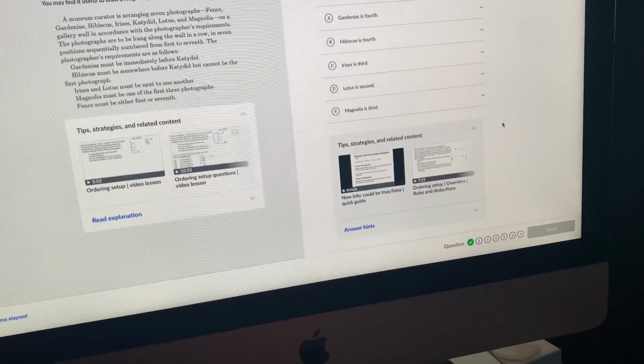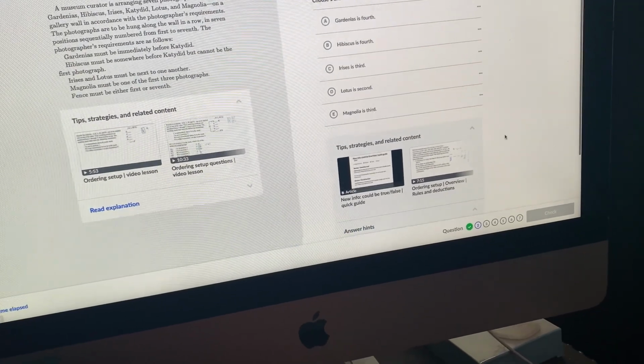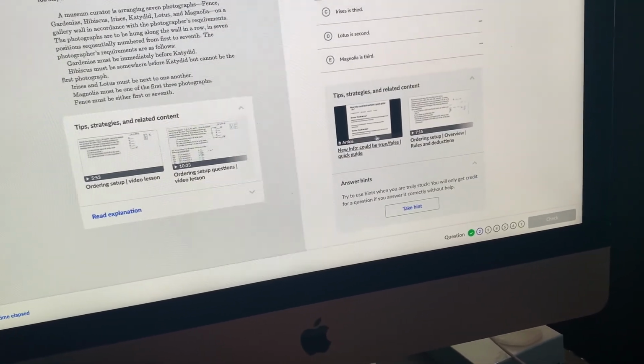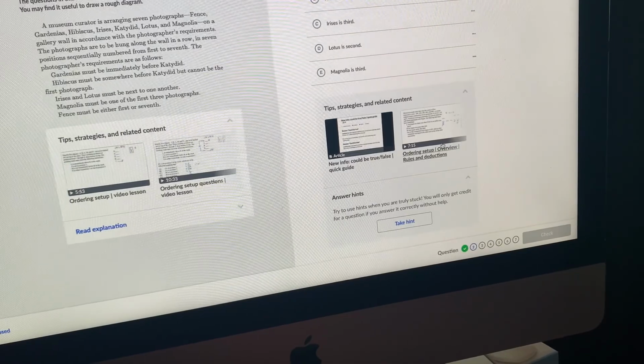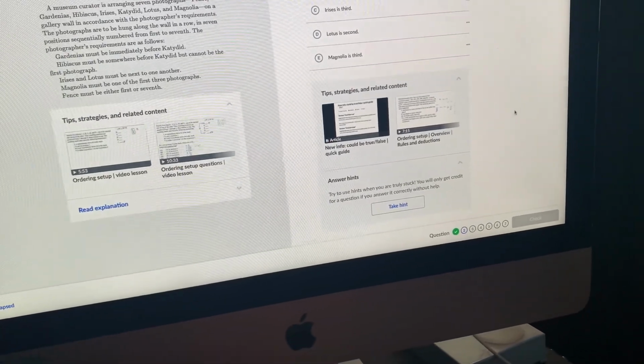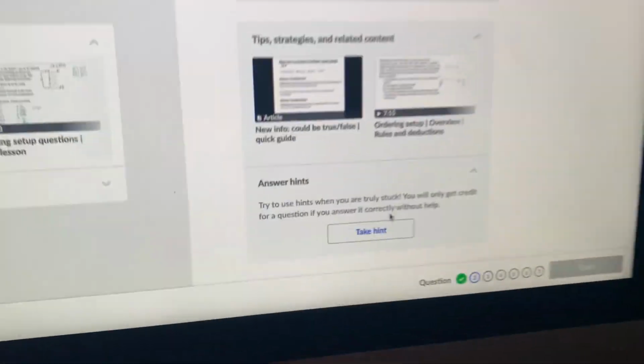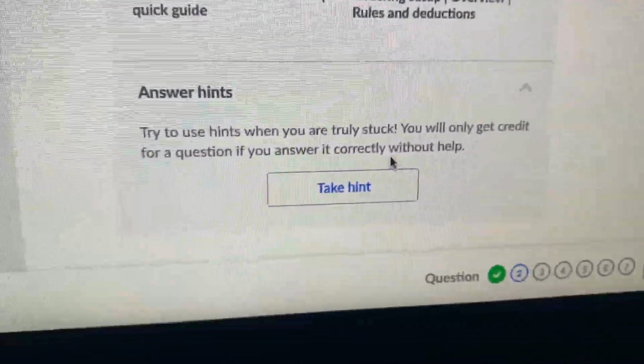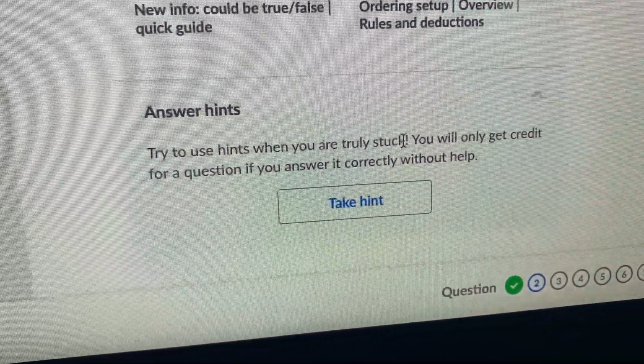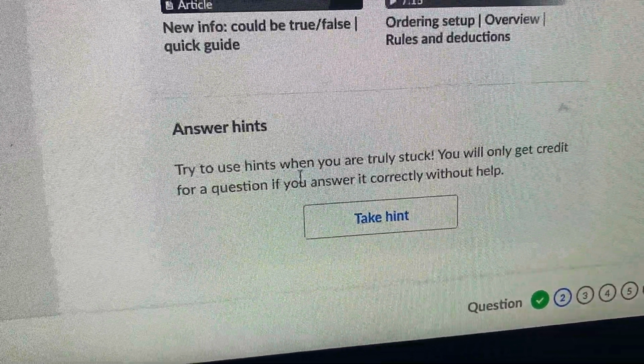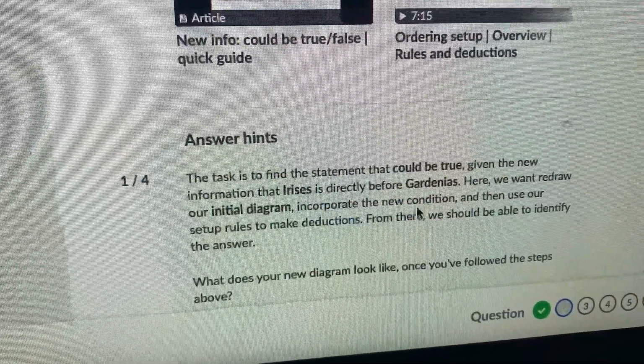Let me look at the answer hints down here. Oh, the reason why I don't get it is because I haven't covered this video yet. I went a little ahead of myself. FYI, if you're using Khan, try to use hints only when you are truly stuck. You will only get credit for a question if you answer it correctly without help.